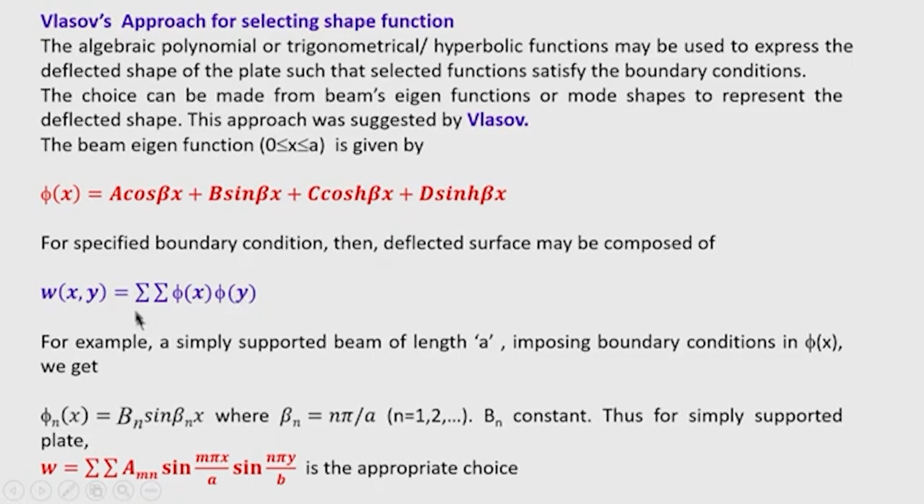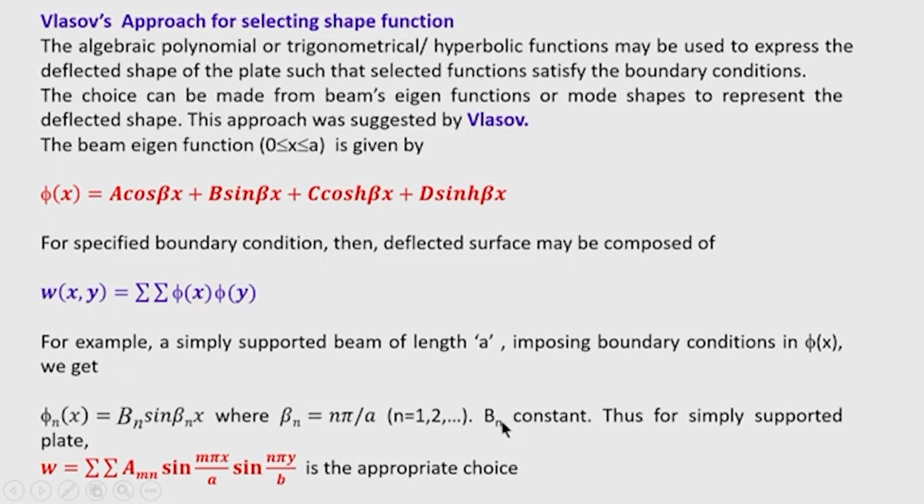So, here you can see that if I use the eigen function for a simply supported beam, the boundary condition of the simply supported beam can lead to an eigen function in this form, say B n sin beta n x, where beta n is a non-dimensional parameter, n pi by a. So, here n is equal to 1 to etcetera, and then it can go up to infinity, and B n is a constant.